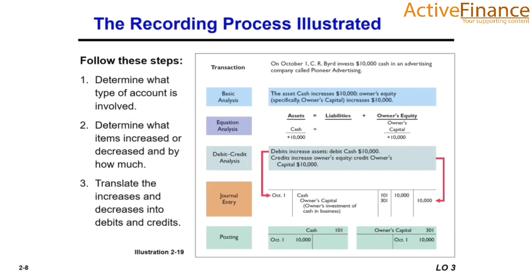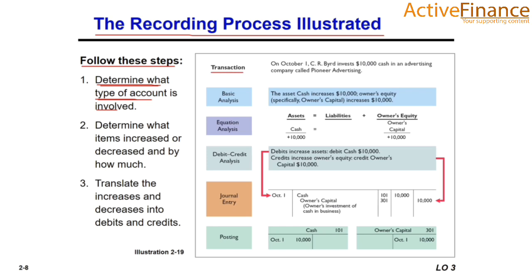So, the recording process illustration. In this illustration, we will record the complete journal entries. We will record one month of journal entries in the general ledger. So you will enjoy this and it will make your concepts clearer. These steps are followed. In the first step, we determine what types of accounts are involved. First of all, we will analyze this.